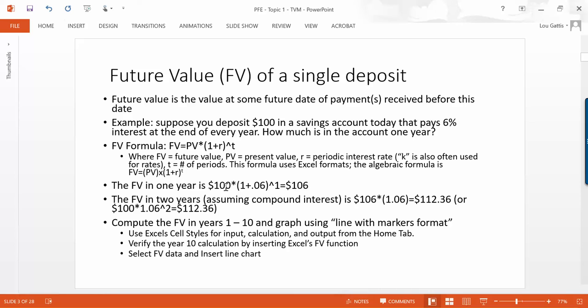So if I deposit $100 of present value today, earning 6% for 1 year, I'll have $106 in 1 year. If I then allow that account to sit there for another year and get compound interest, in other words, I'm going to get interest on not just the initial $100, but also the $6 in interest. I'll let that $106 sit there in the second year, earning 6%, and I'll have $112.36. Now we can rewrite that as a $100 present value, earning 6% for a t of 2 years to get $112.36. Now what we're going to do is use Excel to calculate the future value in years 1 through 10, and then graph it using a line graph with markers. So let's go ahead and start.